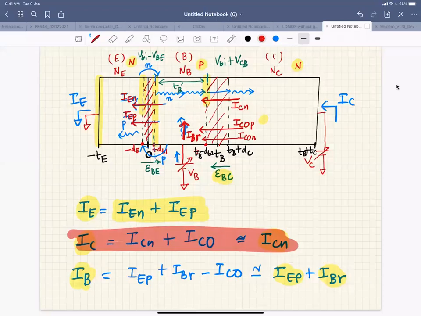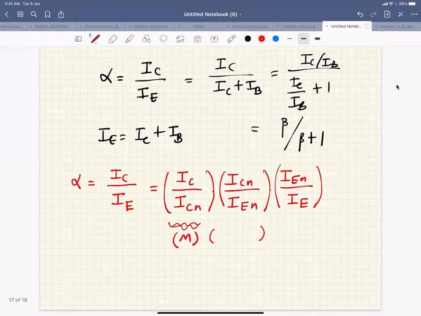So that tells me the collection efficiency, and we call it the base transport factor, right? Because IEN amount of electrons are injected, but ICN is collected. So what is the transport factor? It means how many electrons have leaked during the transport, how many have recombined, the rest of it. This is my transport factor, and I denote it by alpha t, right?